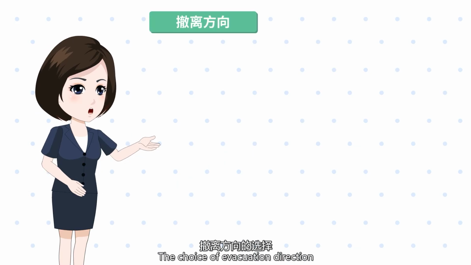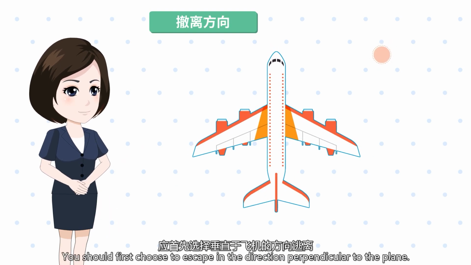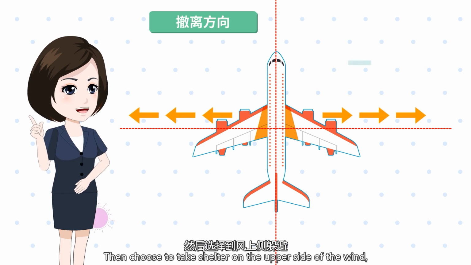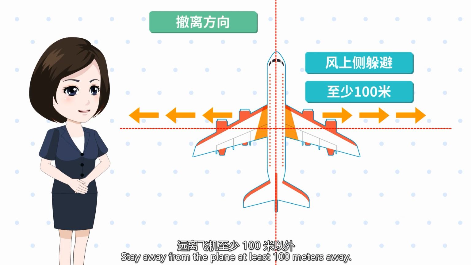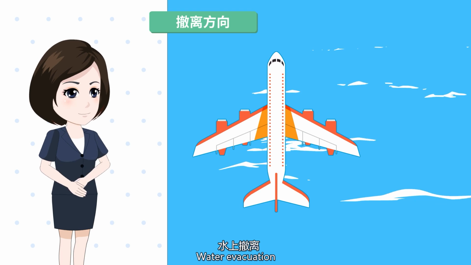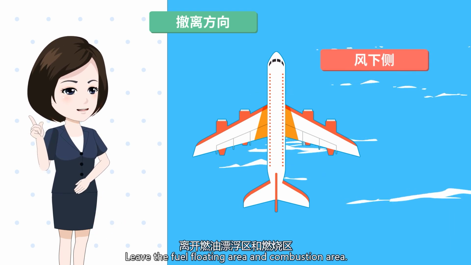The choice of evacuation direction. Land evacuation: you should first choose to escape in the direction perpendicular to the plane. Then choose to take shelter on the upper side of the wind. Stay away from the plane at least 100 meters. Water evacuation: you should choose the downwind side. Leave the fuel floating area and combustion area.